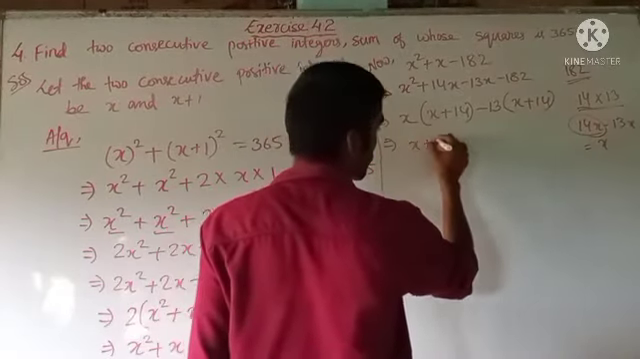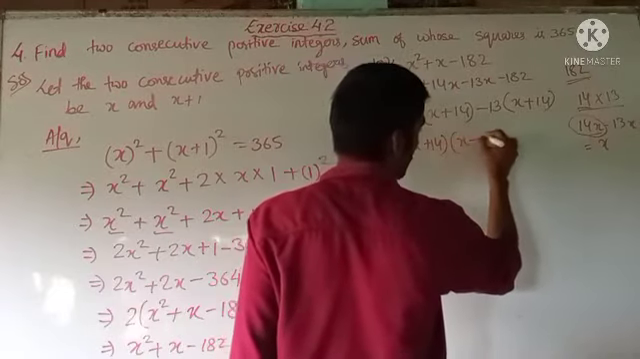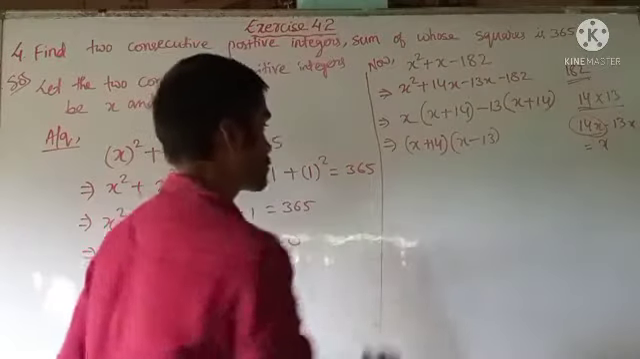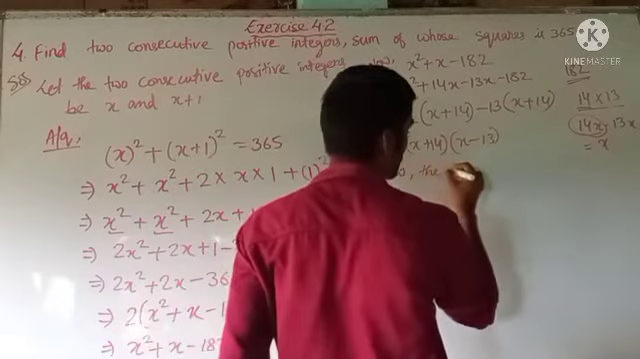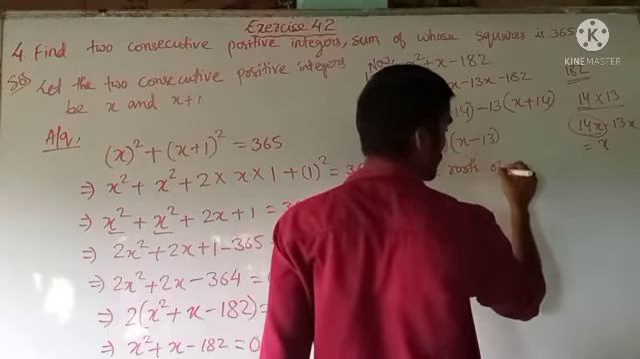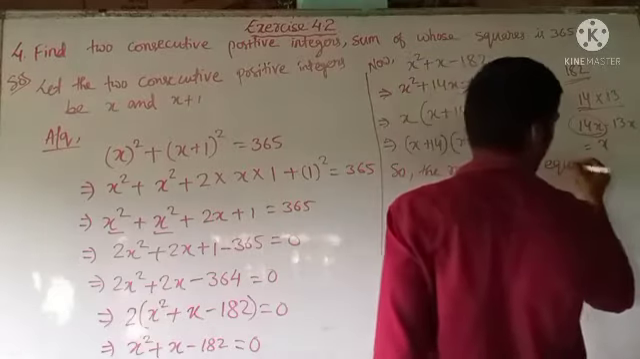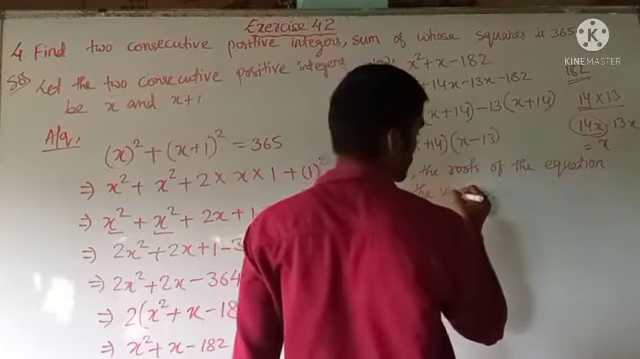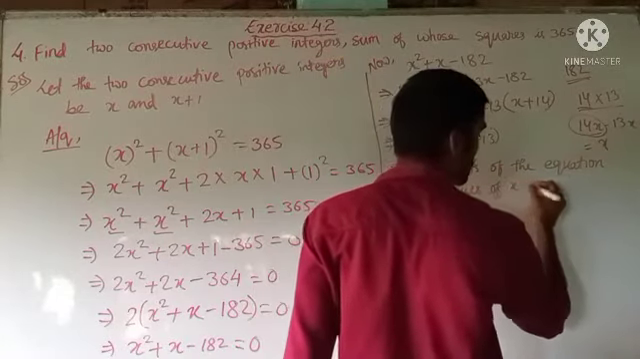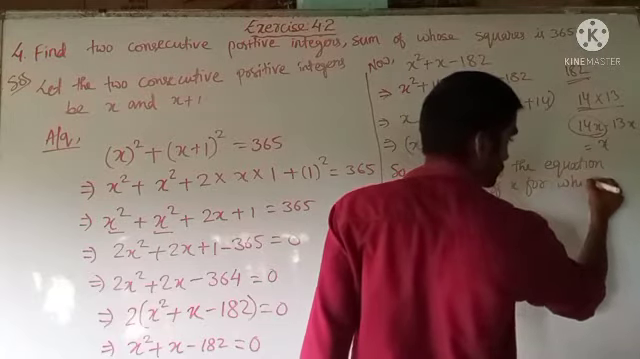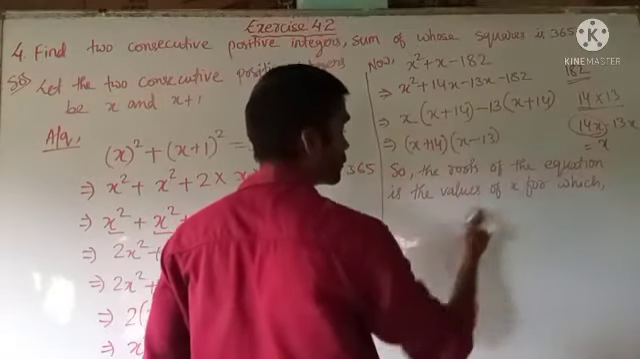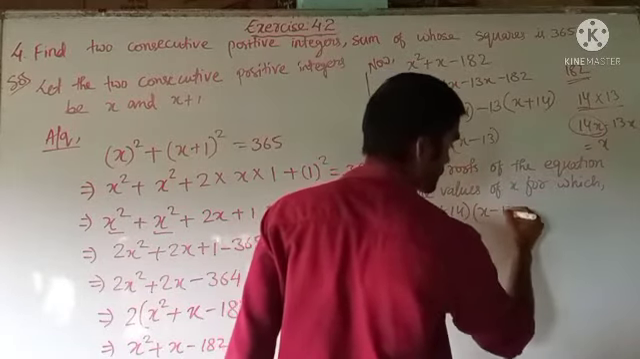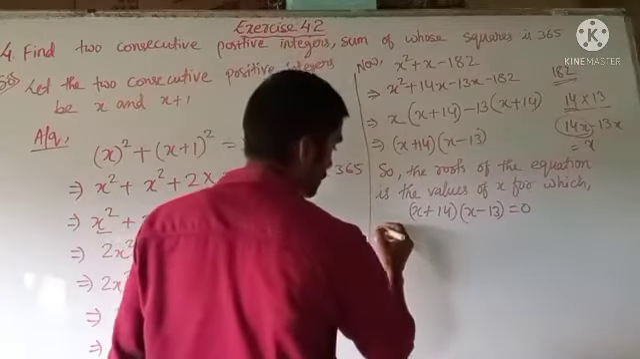Now x plus 14 or x minus 13, the product of these two, we'll make equal to 0. So we can write here, the roots of the equation are the values of x for which their product is equal to 0, that is x plus 14 into x minus 13 is equal to 0.